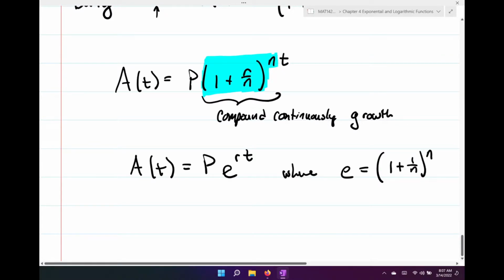So e, which I'm sure you've at least heard of before, is defined as 1 plus 1 over n, all raised to the n power. And as n gets larger and larger and larger, so as n goes to infinity, e will start to approach 2.71828 and a bunch of numbers after that. But that'll be in the next section.